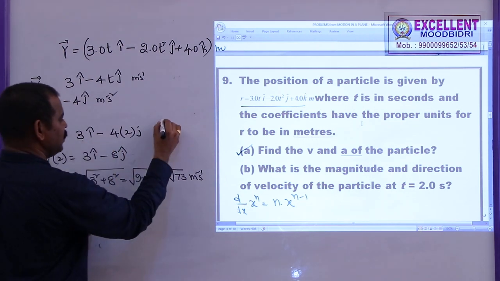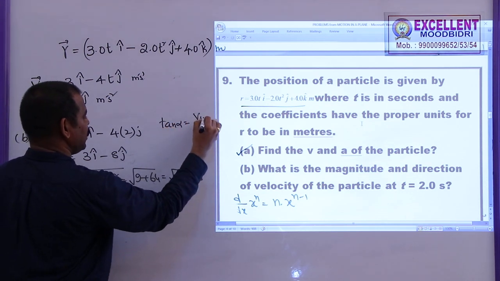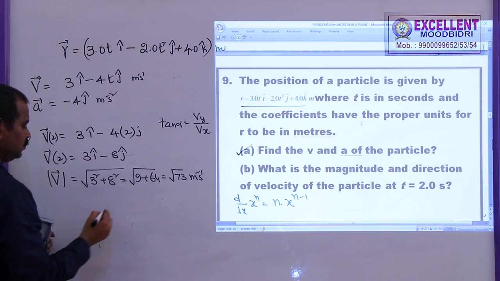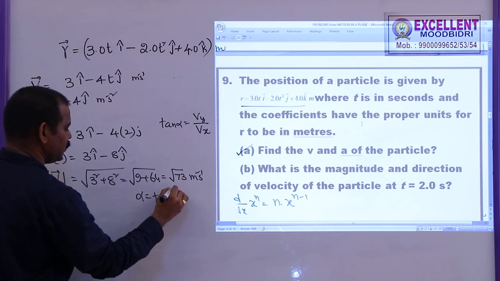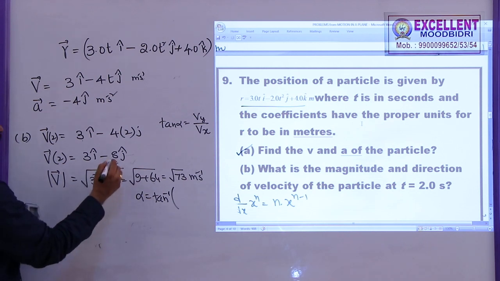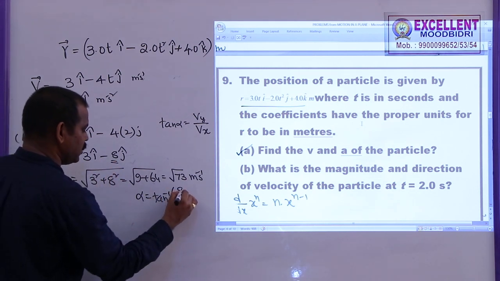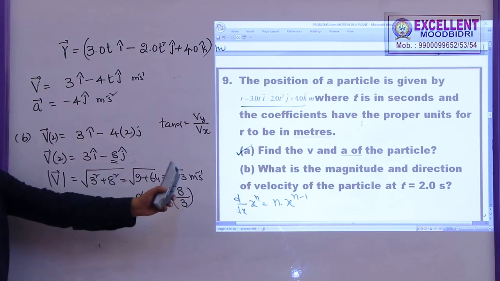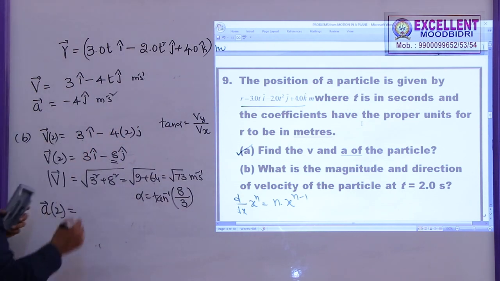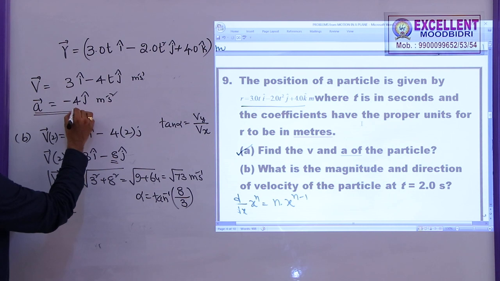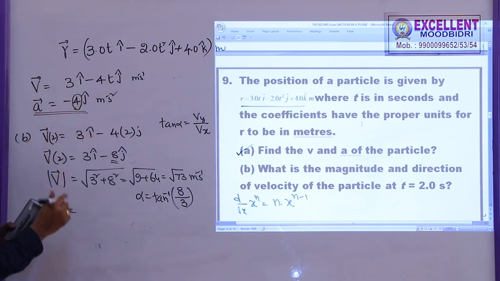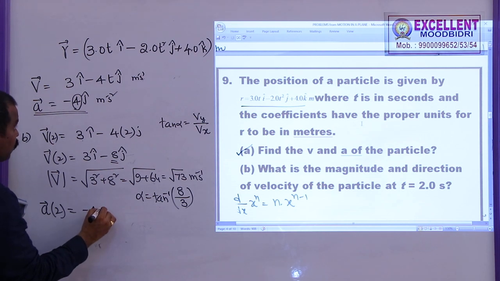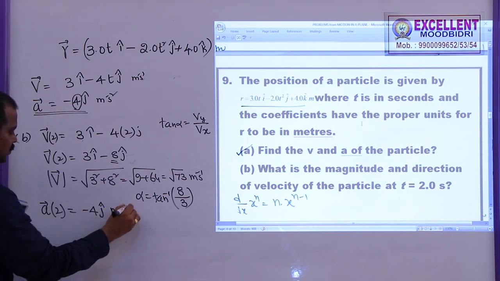Here you can see the direction is given by velocity along y-axis by velocity along x-axis. So alpha is equal to tan inverse of the y component, 8. Even though it is minus 8, we will take only 8 here, by 3. So the answer is tan inverse 8 by 3. Now, what is the magnitude of the acceleration when time is equal to 2 seconds? Once again, substitute t equal to 2 in the acceleration. Here acceleration is only a constant value minus 4, there is no time, so this value will be minus 4j meter per second square.